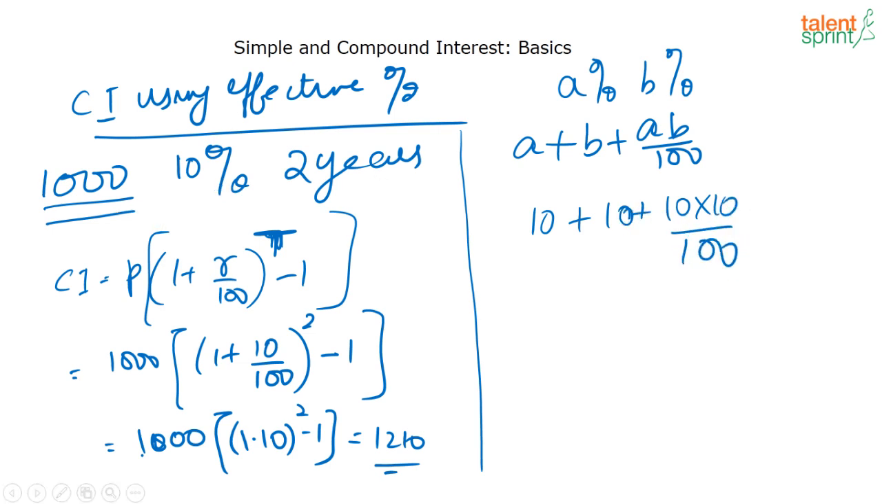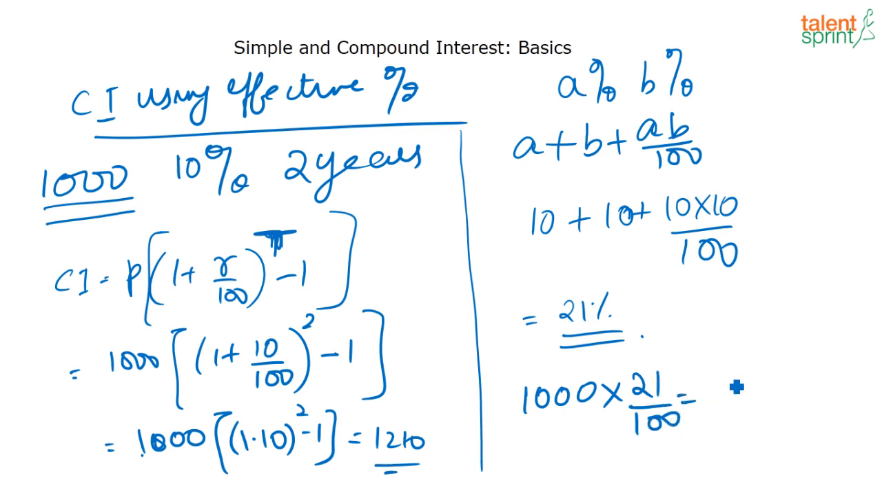They are asking for 2 years, so you have only two variables: 10% is happening 2 times. Just think of it that way and solve. When you solve 10 plus 10 plus 10 into 10 by 100, what do you get? 20 plus 1, or 21%. So we can say that for this 1000 rupees there is a total interest of 21%. What will be the final interest that I get? 1000 into 21 by 100, that is equal to 210. So this is a much easier way to arrive at the answer. This is the compound interest that I get, and the total amount that I get will be 1000 plus 210.